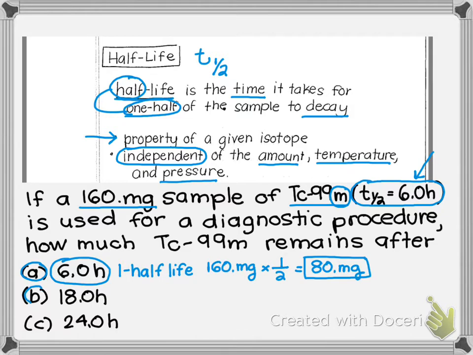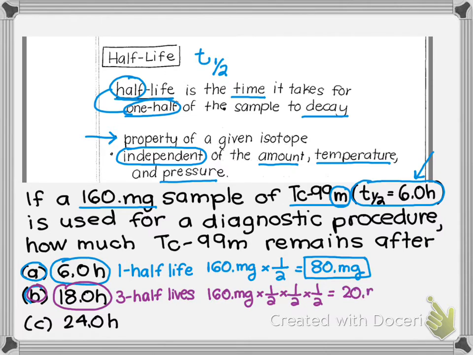Well, what about letter B? So this is 18 hours. Well, if each half-life is 6 hours, that means in 18 hours, we would have 3 half-lives. So that means it gets divided in half 3 times. So I can say 1, 2, 3. So 160 divided by 2 3 times goes down to 20 milligrams. So after 3 half-lives, if I started with 160 milligrams, I would be down to 20 milligrams.